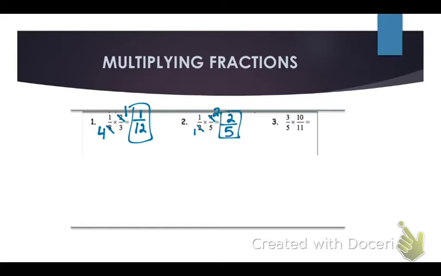And our last one. Can I pre-simplify anything with this one? Absolutely. 5. 5 goes into 5 one time. 5 goes into 10 2 times. Go ahead and multiply across. That's going to give us 6 over 11. And that's actually done and simplified as well.